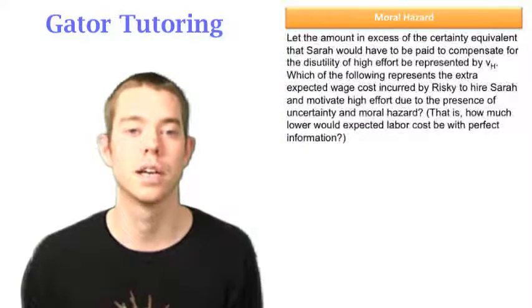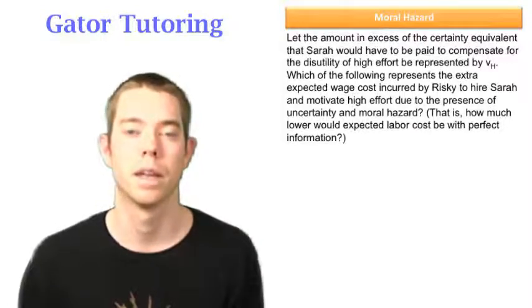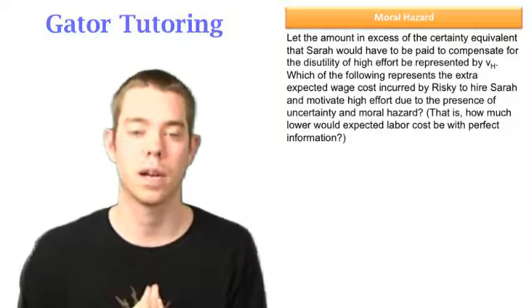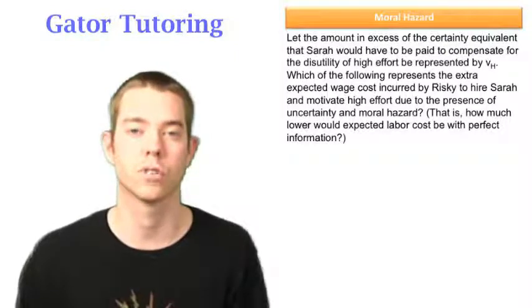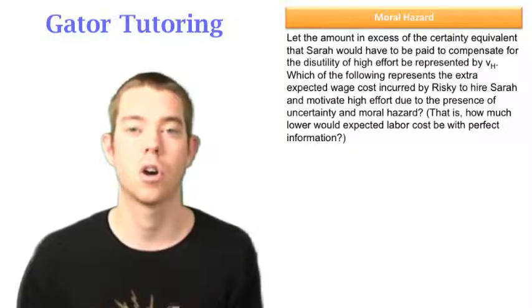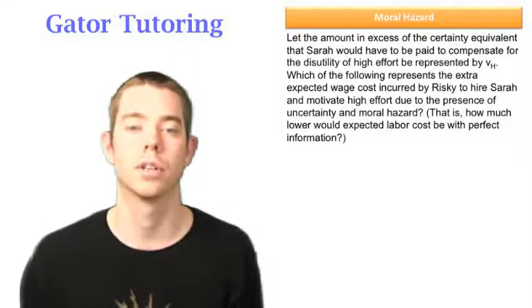So the next question says, let the amount in excess of the certainty equivalent that Sarah would have to be paid to compensate for the disutility of high effort be represented by VH. I know that sounds confusing at first, so let's not worry too much about that right now. We are going to be using VH. We see it all over our answer choices, and that is kind of the hard part of this question, is defining that properly. But let's go on to read what they're asking for first.